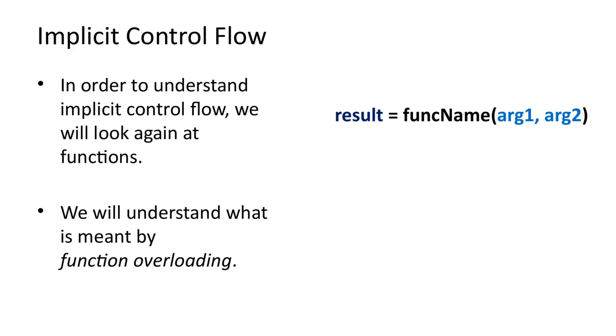Implicit control flow is created by calling functions with data structured in specific ways. This means that you do not need to create the control flow yourself. You can instead just pass the right data to a function, and let the function loop over the data. In order to understand how this works, we will first need to have another look at functions. Specifically, we need to look at the concept of function overloading.